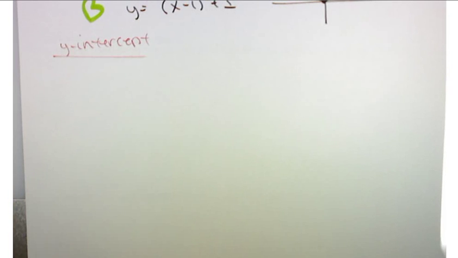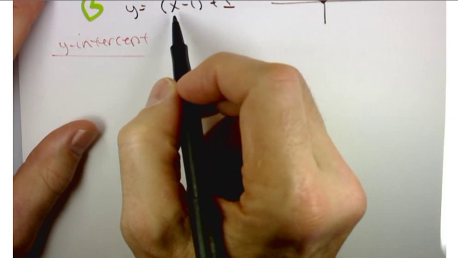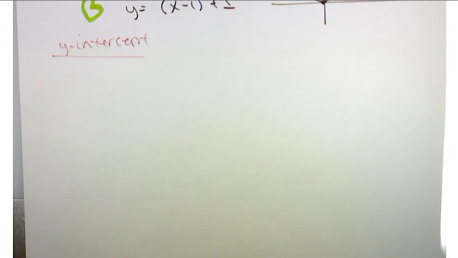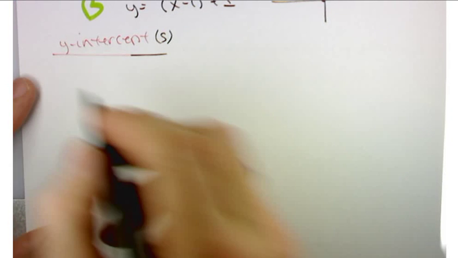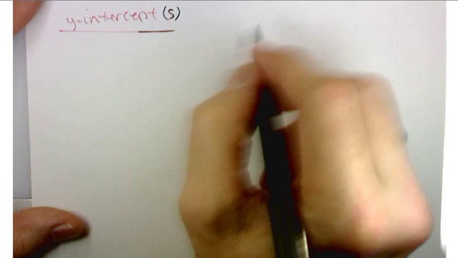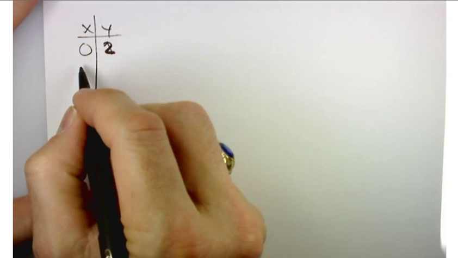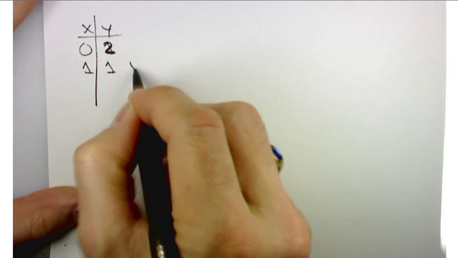Now, you get the same thing either way. If you put in a 0 here, -1 squared is 1, +1 is 2. So it works either way. I'm just trying to help you out. Work smarter, not harder. So Y-intercept, in fact, let's keep track of all our points here. X and Y. If we set X equals 0, we get Y equals 2. If we set X equal 1, we get Y equals 1. That's our vertex.